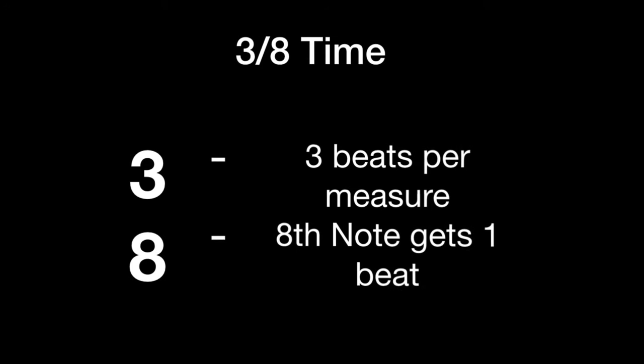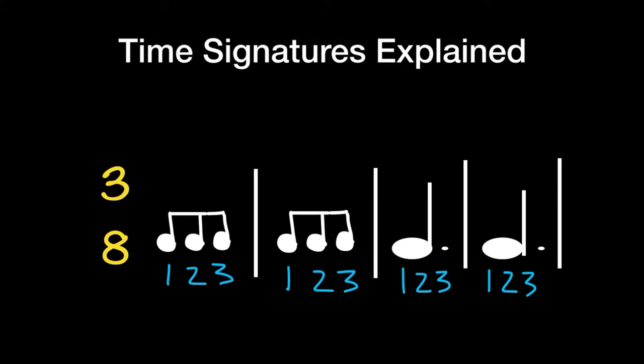The first time signature with an 8 on the bottom is 3-8 time. So the 3 on top tells us obviously that there is 3 beats in every measure. And the 8 on the bottom tells us that the 8th note gets 1 beat. So that means that there's going to be 3 8th notes in every measure, or the equivalent of like a dotted quarter note. And here's a little rhythm in 3-8 time. You see 3 8th notes grouped together in every measure, and then the dotted quarter note.